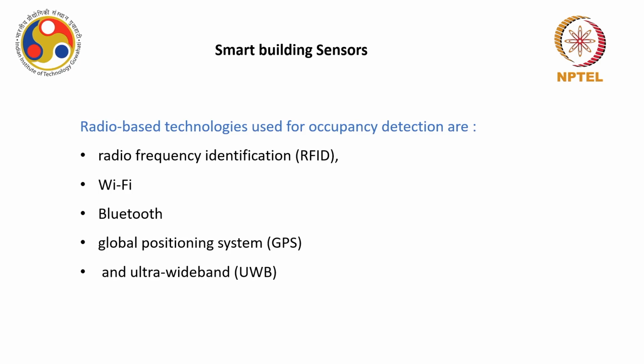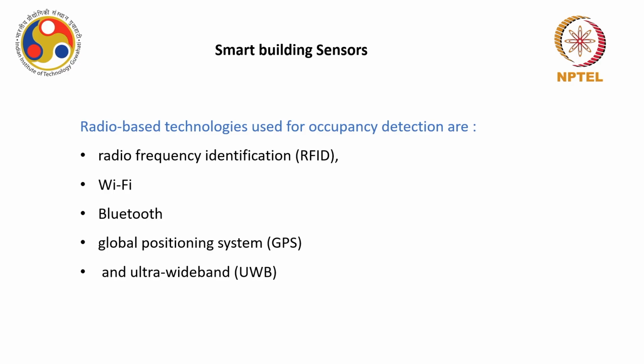In the previous class, we talked about radio based technologies used for occupancy detection inside a building, and we have seen that the radio based technologies are of different types, including radio frequency identification, which is RFID, and we have seen that these are basically tag based sensors. Then we also talked about how we can use Wi-Fi, Bluetooth, GPS and UWB, which is ultra wideband signals, to detect the occupancy inside a building.